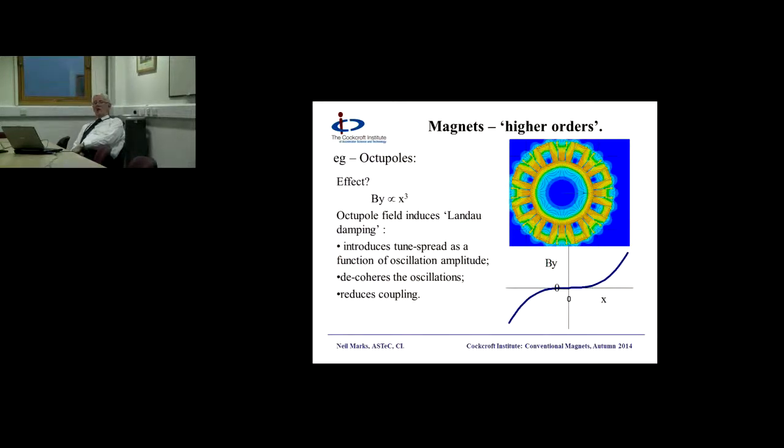Now you could take a whole series of lectures on Landau damping before you finally understand what's going on, but in the simplest way it induces a tune spread as a function of the oscillation amplitude. So higher amplitude oscillation particles will have a different tune to the low amplitude oscillation particles. So it decoheres the oscillations in the accelerator and therefore reduces coupling. And this can have a very major effect on the behaviour of the accelerator, a considerable improvement in the behaviour of the accelerator.